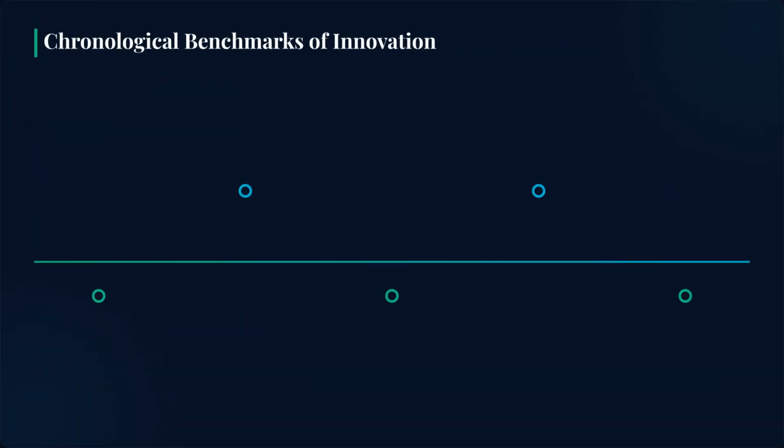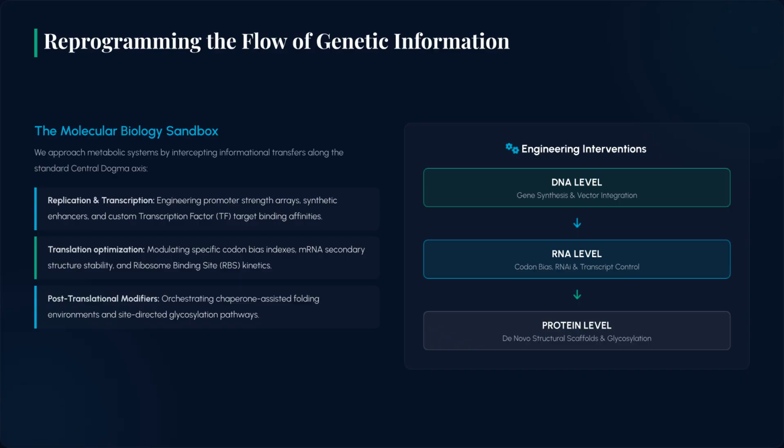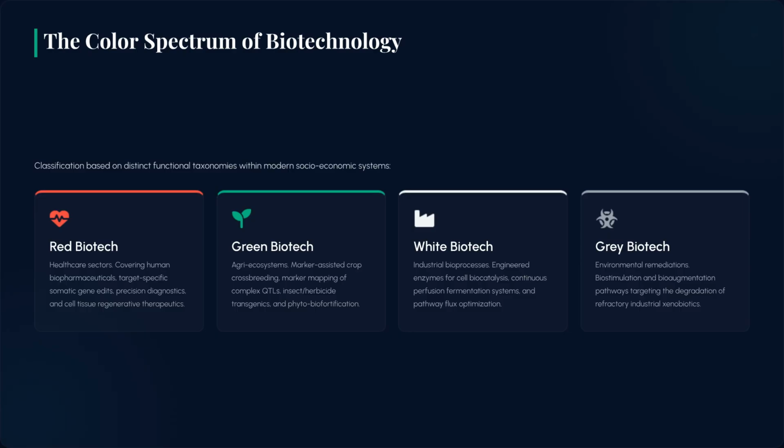Key chronological benchmarks illustrate this journey. It started in 1973 with recombinant DNA technology and the first active plasmid vector. By 1982, Humulin was approved, demonstrating industrial-scale cell factories. We are now reprogramming genetic information flow, intervening at multiple levels in the molecular biology sandbox. This includes optimizing replication, transcription, and translation, as well as introducing post-translational modifiers.